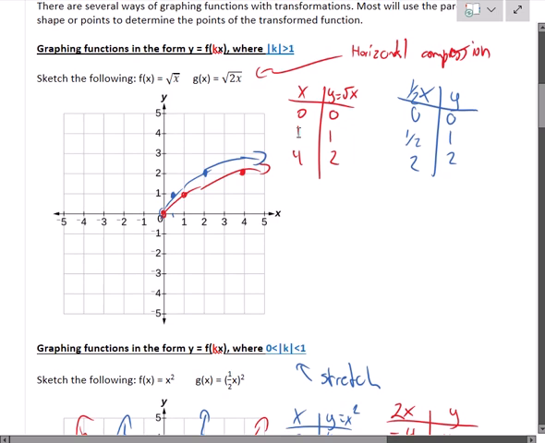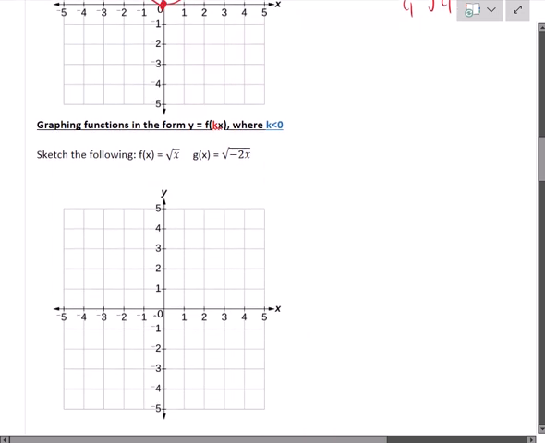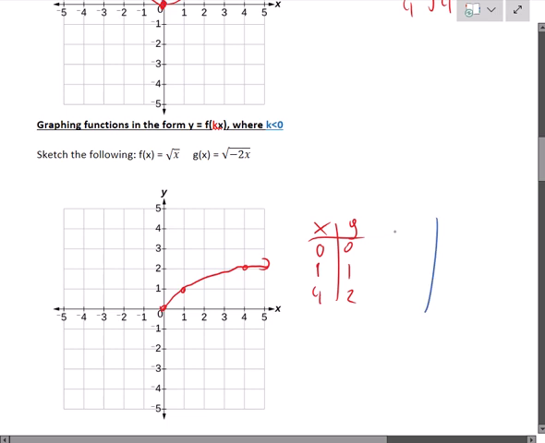We can take this function up here. We have the same parent function, so we have root of x. Key points are 0, 1, and 4. Y values are 0, 1, and 2. And we want our transform function here. So here, let's do blue. Change colors. Our y values again stay the same. There's no effect on them.